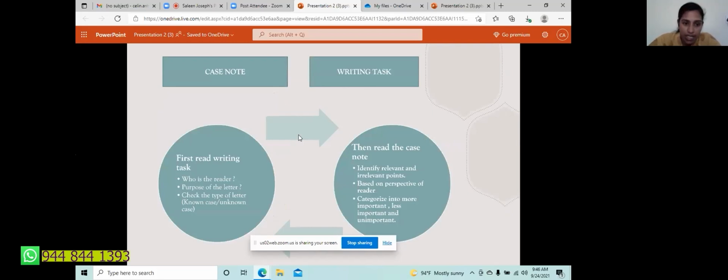Whenever you get the letter, first you have to concentrate on the writing task. And whenever you take the writing task, you have to keep in mind mainly three things: who is the reader, what is the purpose of the letter, and check the type of the letter, that is whether it is a known case or an unknown case. Am I clear to you? I hope you are understanding, or am I too fast? No, Celine. Okay, it's clear.